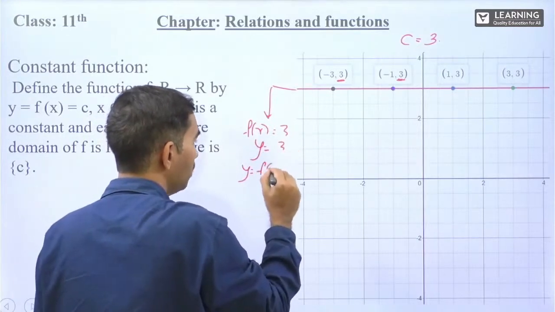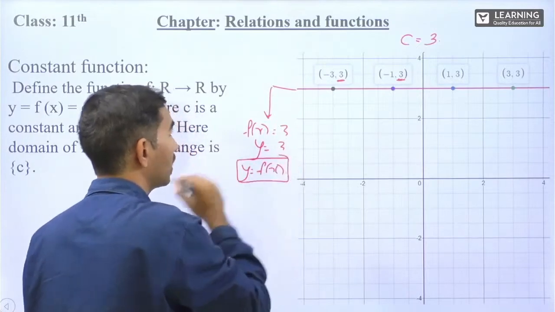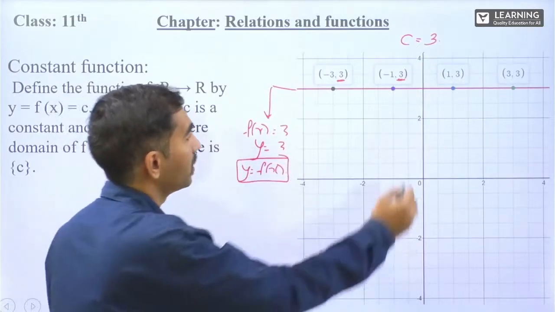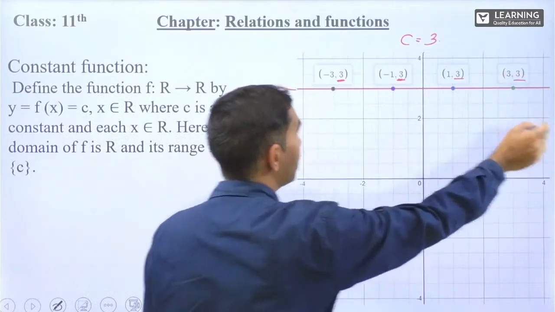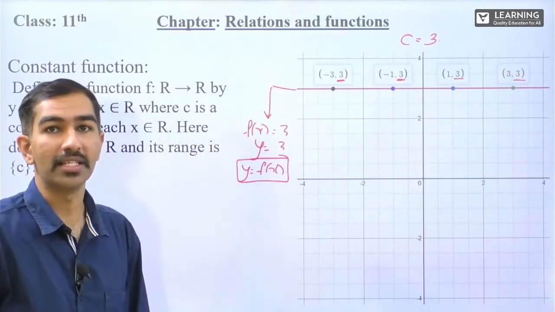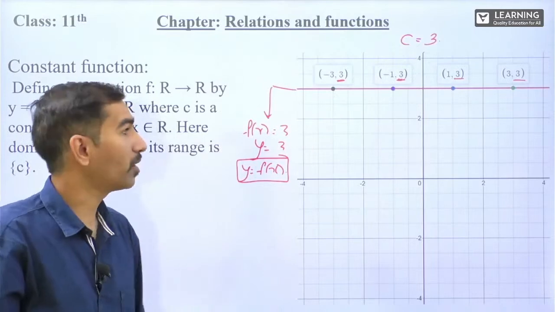Because y is equal to f of x. That is okay. Moving on to the next one. So here this is 3, this is 3. So what is the range, students? What can you see the range as? The range is 3. Whereas what is the domain?